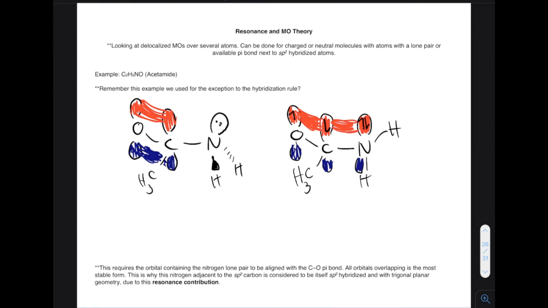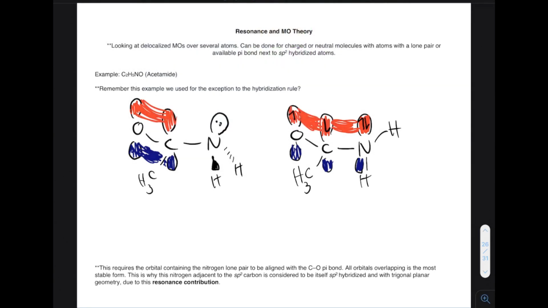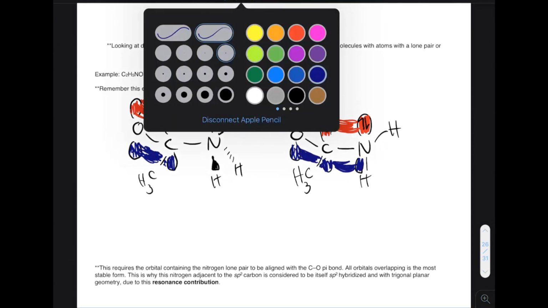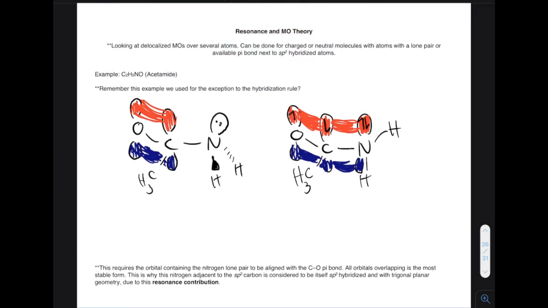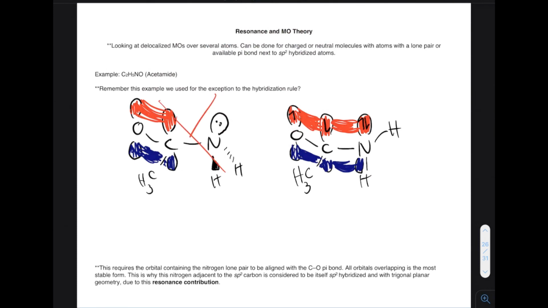And so what I'm showing here is not the individual resonance form, but this is showing the resonance hybrid that's taking place across these three atoms, right? And so this is why the nitrogen has to be sp2 hybridized, because it wouldn't have this overlap otherwise. So it has to be in the sp2 state.